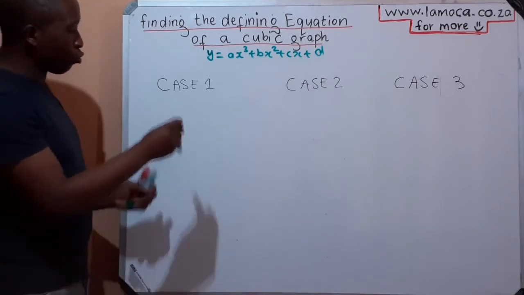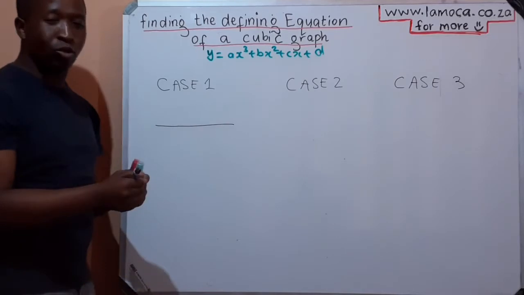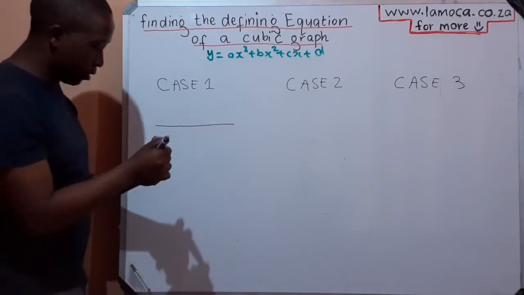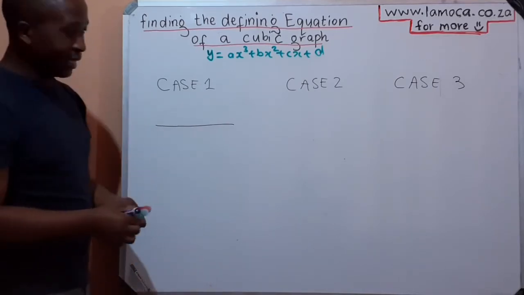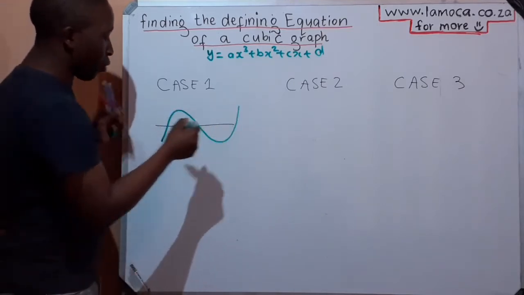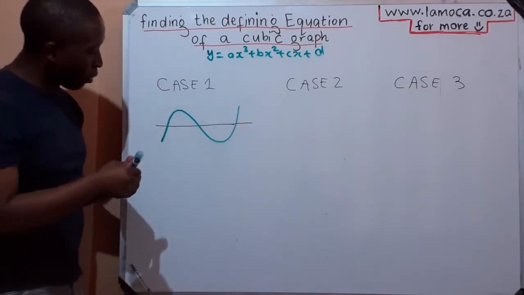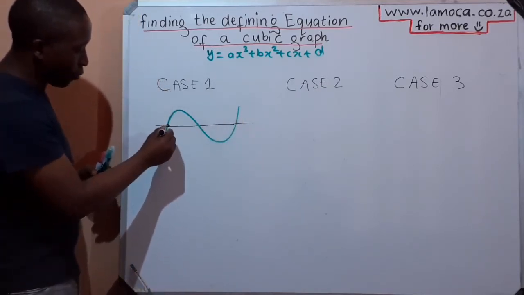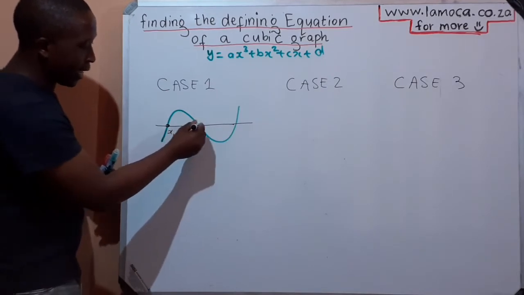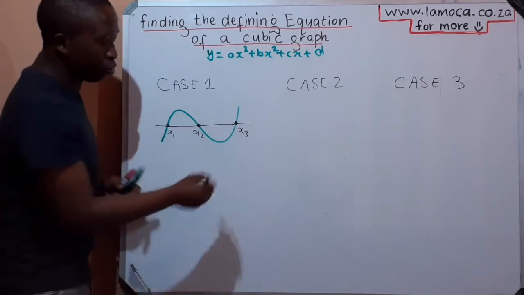Now, how would you actually go about finding the defining equation under these three different cases? Let's first of all zoom in on the first case, which is the case where your graph happens to cut the x-axis 3 times, which means when it has 3 unique x-intercepts, the graph will probably look something like this. Imagine this setup where you've got your graph cutting the x-axis 3 times at the first x value, which I'm going to call my x1, another x value here, which is my x2, and lastly, that x value there, which is going to be my x3.